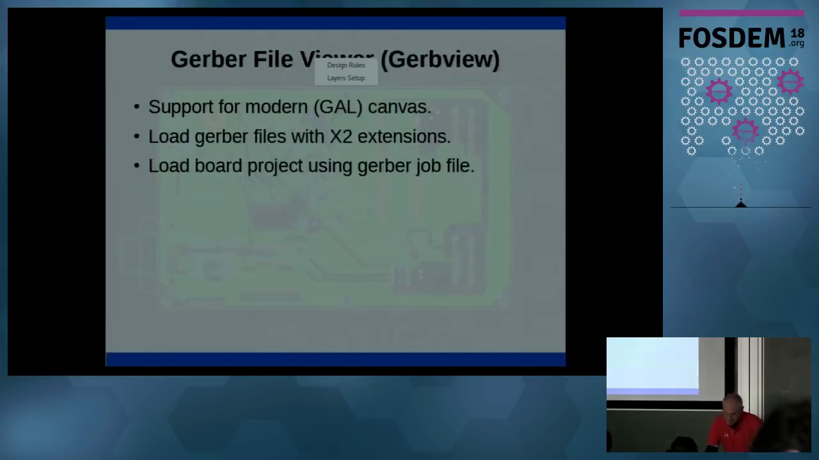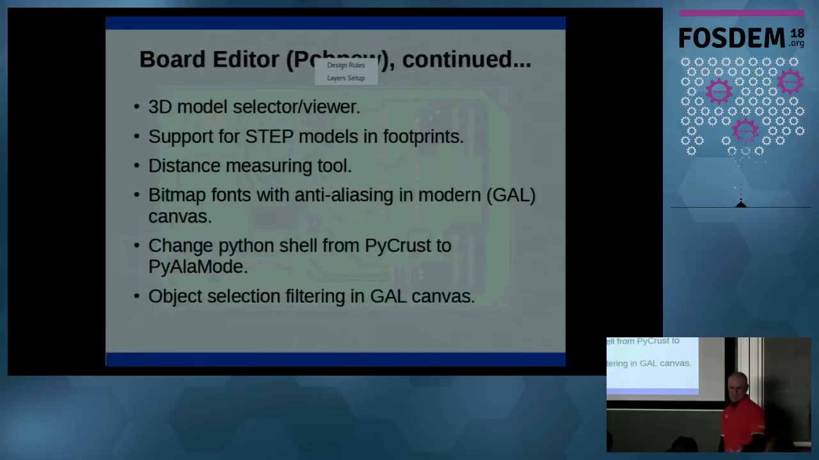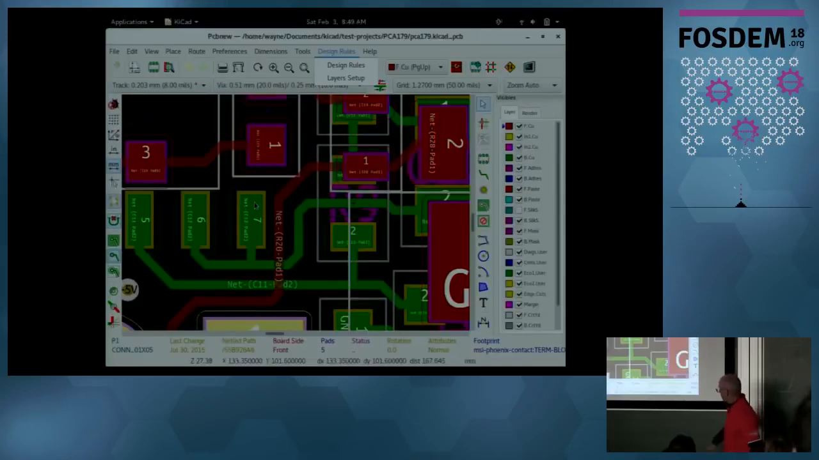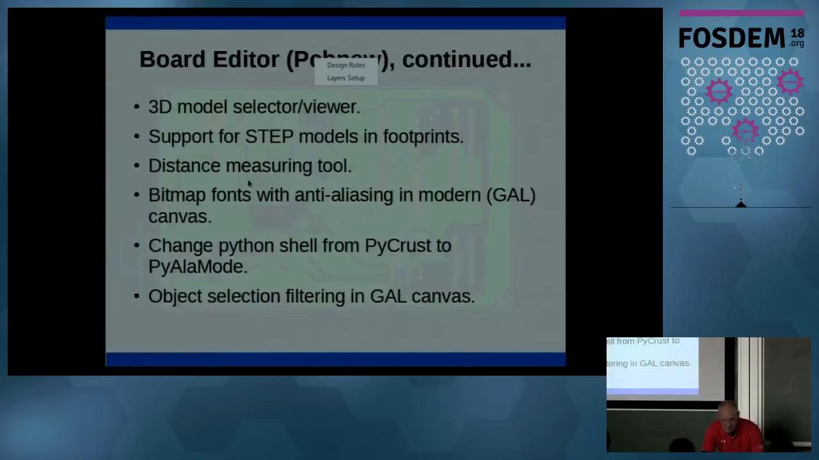We changed the bitmaps. There's now anti-aliasing bitmaps. You know, when you're in the board view and you see all the names, the file names or the node names, you can anti-alias them if you have the graphics horsepower to pull it off. Go ahead and enable those. You'll get nicer looking fonts. We have object selection filtering, so you can hold the shift key or the control key and select individual parts. And that only works in the GAL canvas or the modern canvas.